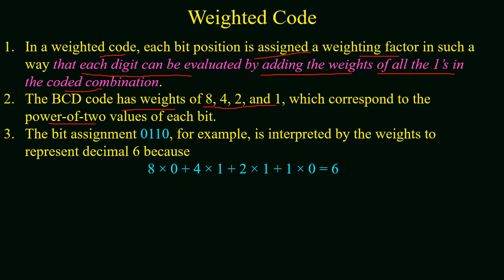Let's say we have a bit assignment of 0110. Now to interpret the decimal value, we will evaluate the weights, which will be 0 into 8 plus 1 into 4 plus 1 into 2 plus 0 into 1, and adding this will give a value of 6. So 0110 is a BCD weighted code of 6.